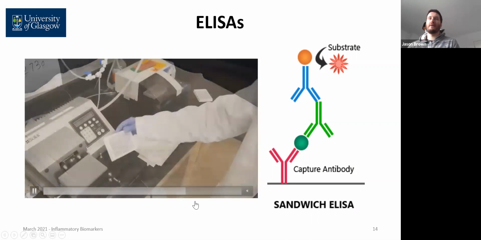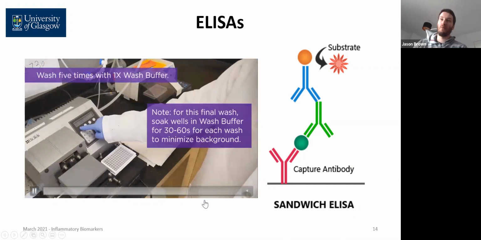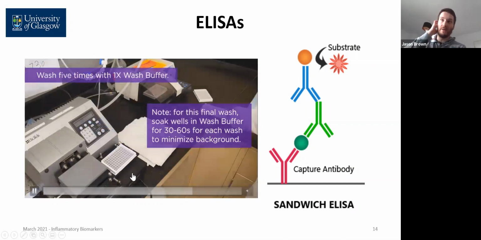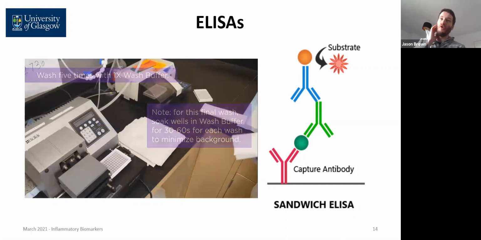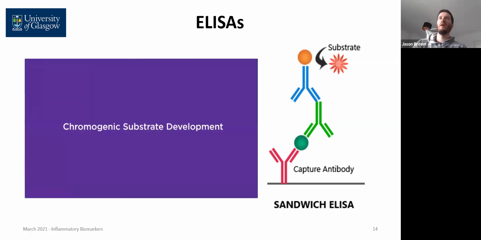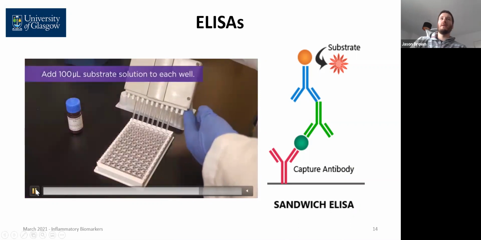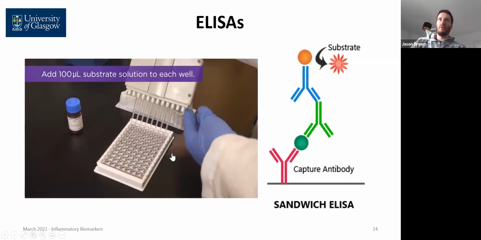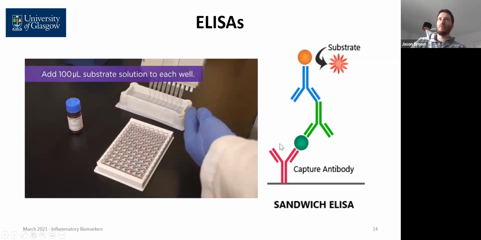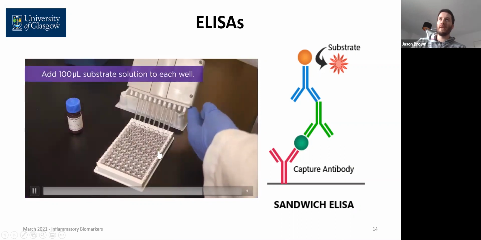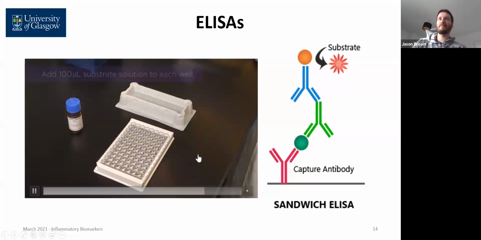You discard the contents again, and then you wash the plates again with wash buffer. They suggest to wash a bit more excessively in this final step to get rid of any non-bound enzyme. And then finally, it's essentially the adding of the substrate. So this is substrate being added. You can see that it's a clear, colorless solution.